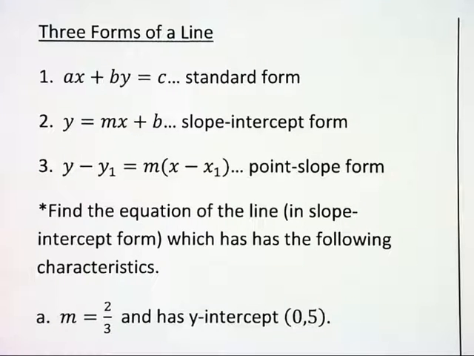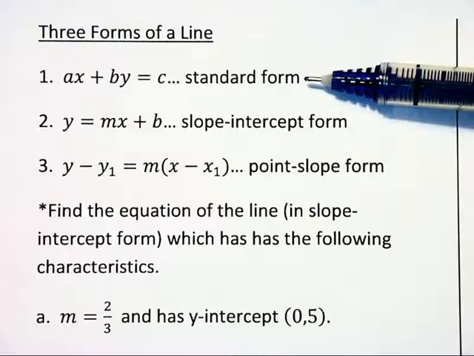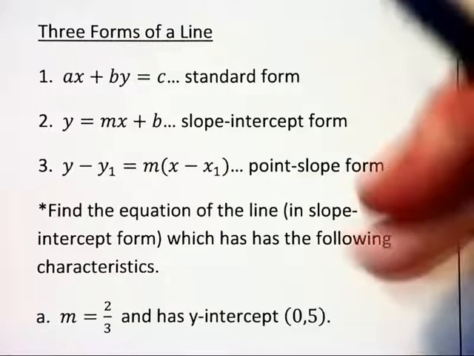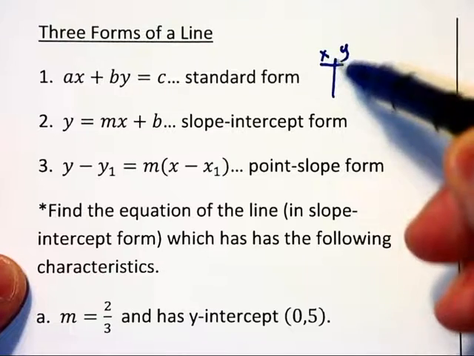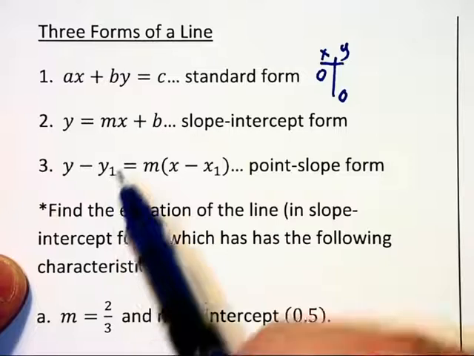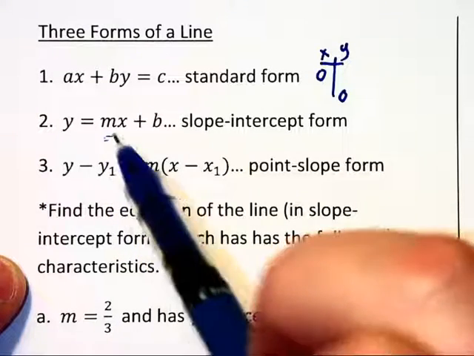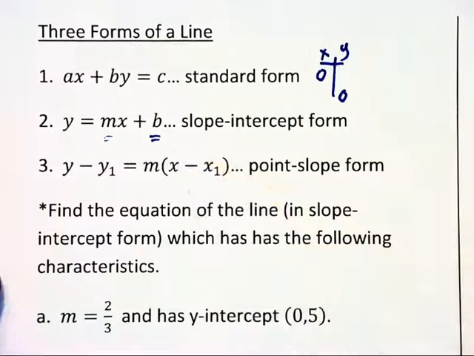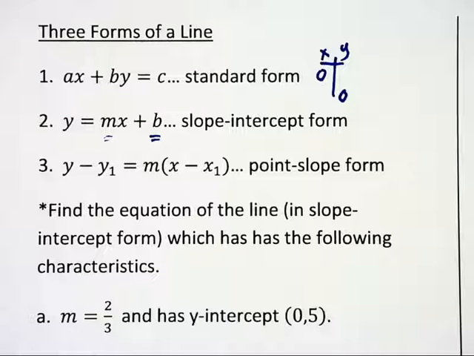So let's summarize. We have three forms of a line. The first one is the standard form. That's useful when you're going to be graphing using intercepts, where you let x and y each have a turn being 0. We have the slope-intercept form, also useful for graphing or identifying the slope and the y-intercept. And we have this new third form called the point-slope form, which is useful whenever you're trying to find the equation of a line and you're given clues.